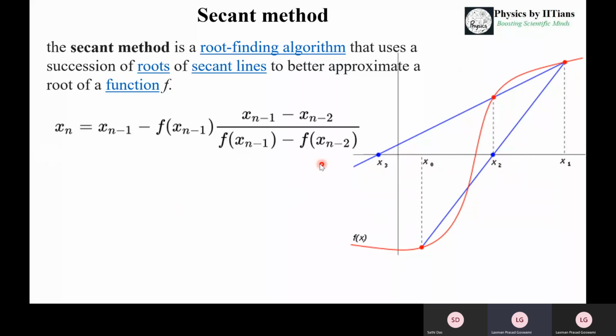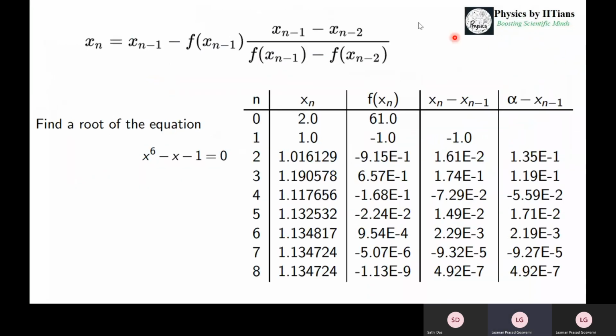So the generalized equation is x_n equals x_{n-1} minus f(x_{n-1}) times (x_{n-1} minus x_{n-2}) divided by (f(x_{n-1}) minus f(x_{n-2})). This is the generalized iteration equation. Again, here we need 2 points to start the iteration, x_{n-1} and x_{n-2}, to find the next iteration point. So this is the general equation.